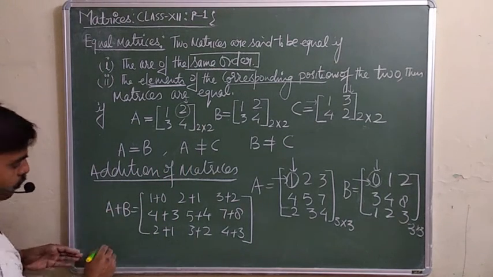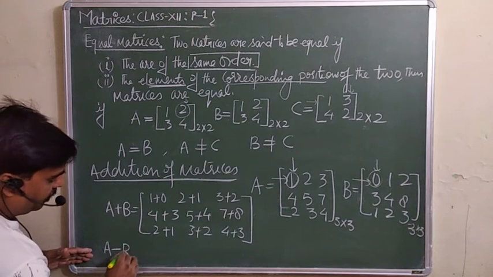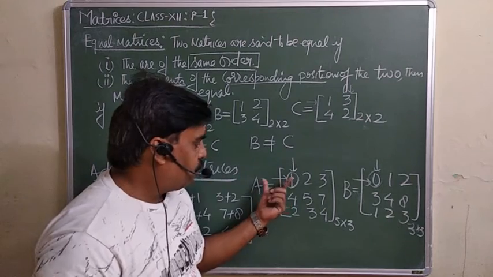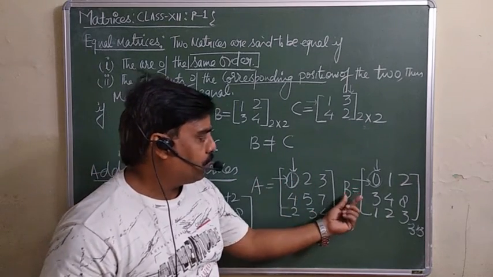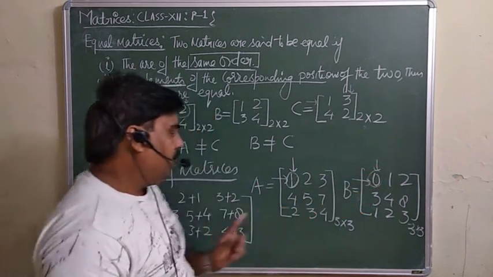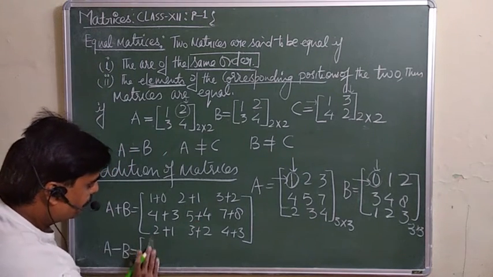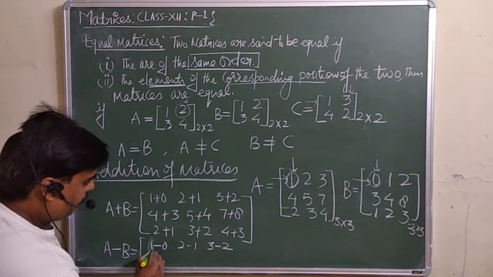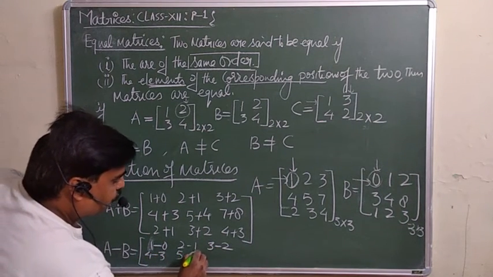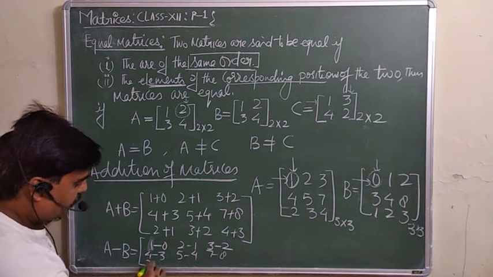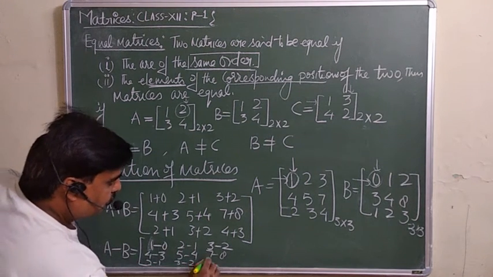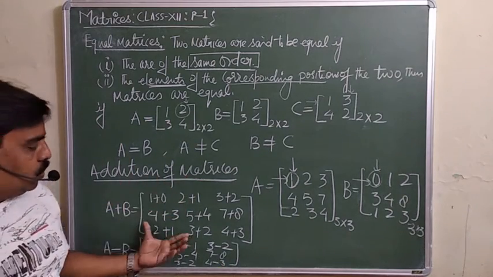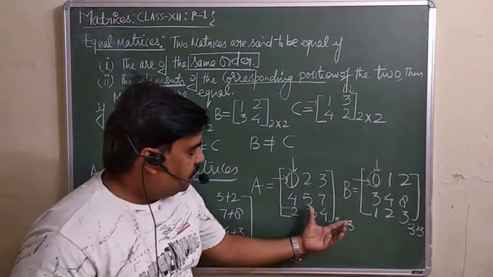Similarly, in case of subtraction also, suppose you want to do A minus B. The condition is the same. From the first row, first column element, we are supposed to subtract the first row, first column element here. So you will get 1 minus 0, 2 minus 1, 3 minus 2, 4 minus 3, 5 minus 4, 7 minus 8, 2 minus 1, 3 minus 2, 4 minus 3, likewise. So if you want to add or subtract any two matrices, they should be of the same order.